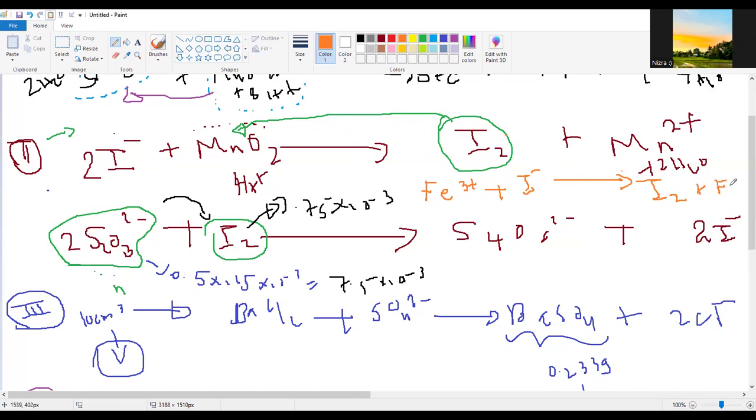Fe3 plus will go to Fe2 plus and I minus will go to I2. Okay, so it's 2 everywhere. 2, 2. Now the total I2 only reacts with the thiosulfate.